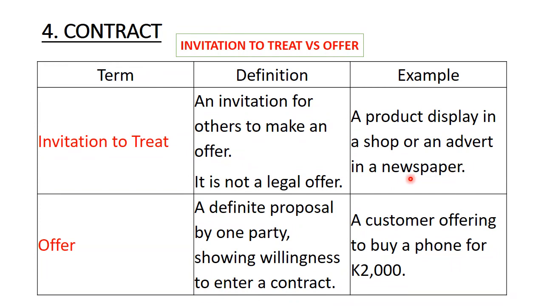Blue Gum tuitions are 100 kwacha in commerce per month. That's not an offer. That's an invitation to treat, which means I'm inviting you to make an offer, or to look at an offer. Then the offer itself is a definite proposal by one party showing willingness to enter a contract. For example, a customer offering to buy a phone for 2,000. This is an offer. So that's the difference between invitation to treat and an offer.